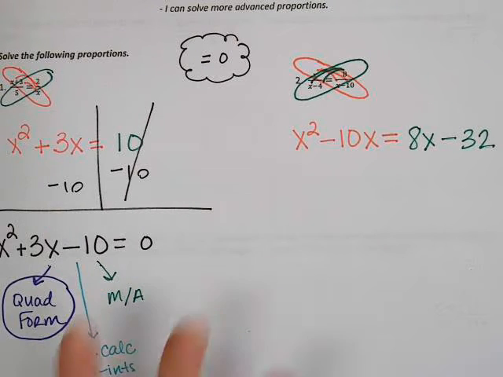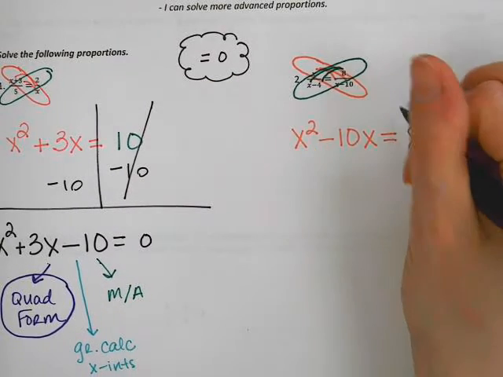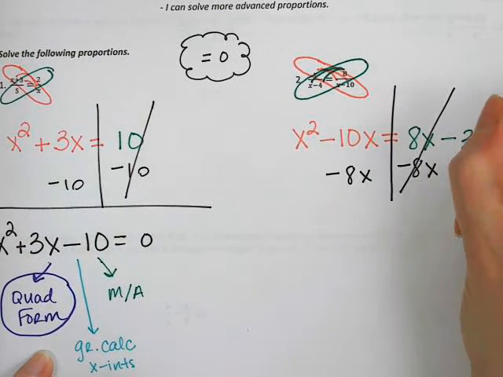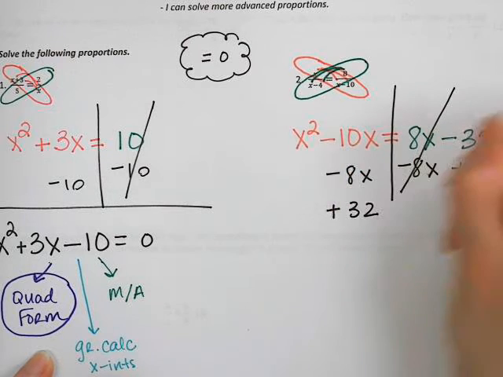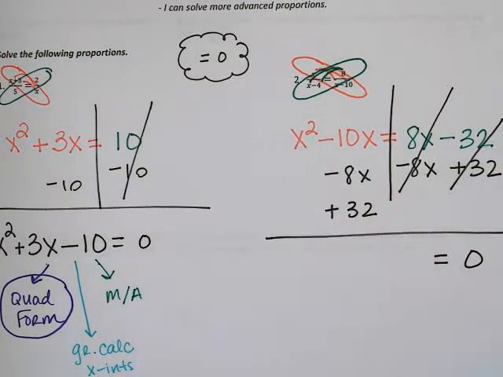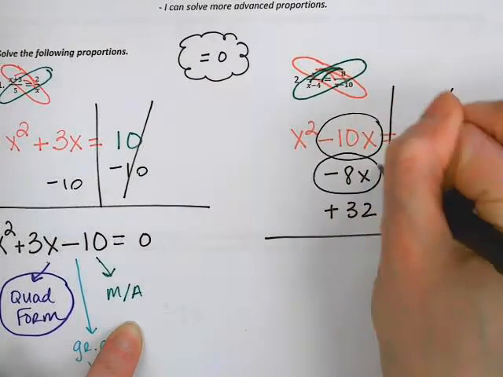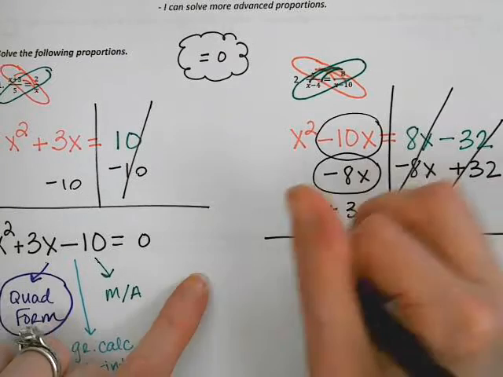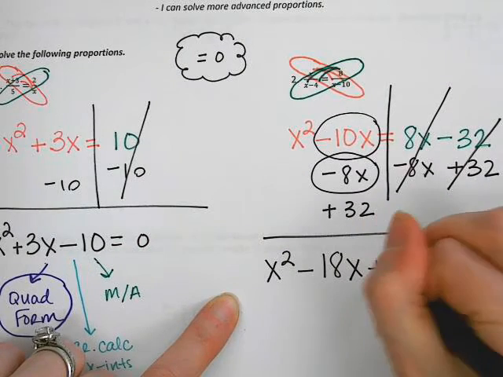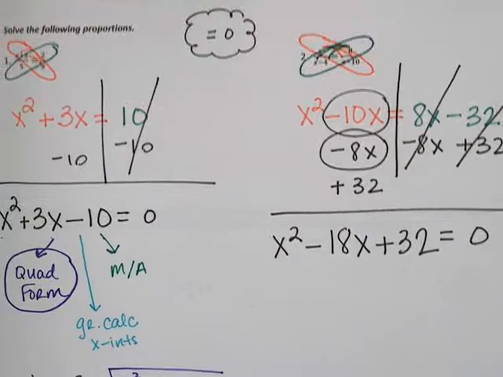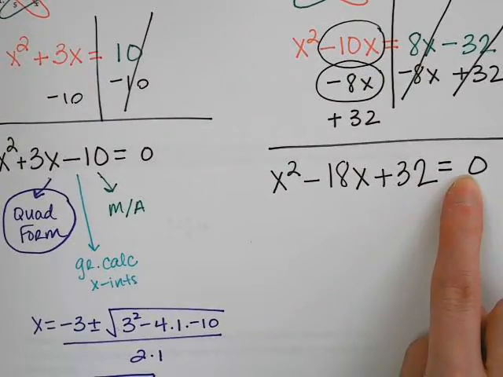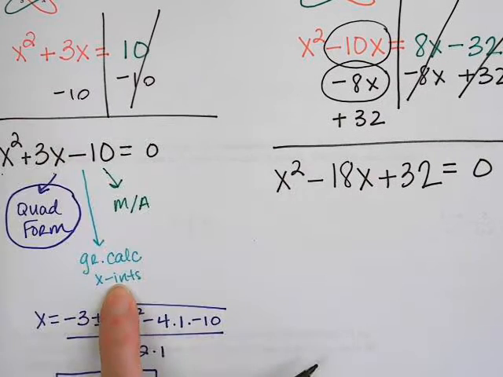Okay, remember, all of this only works when it equals 0. So that means we need to minus the 8x over, but we also need to add the 32 over, because now it'll be 0. Okay, so when we put all this together, these are the like terms. So we have an x squared. If you add these, it's negative 18x, and then the 32 is all by itself. Okay, so that's what we're talking about here. Again, to solve a quadratic equal to 0, you've got three options: quadratic formula, graphing calculator intercepts, or MA table.